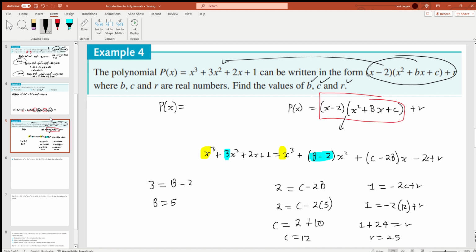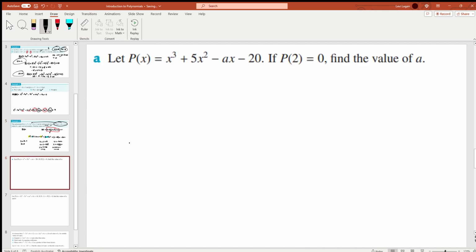Now let's move on to some actual questions. So, question 8, I don't know what question this is from. I just took screenshots of textbooks and thought they'd be useful. So this one, p of x equals x cubed plus 5x squared minus ax minus 20. If p of 2 is 0, find the value of a. So in other words, when x is equal to 2, this whole thing is 0.